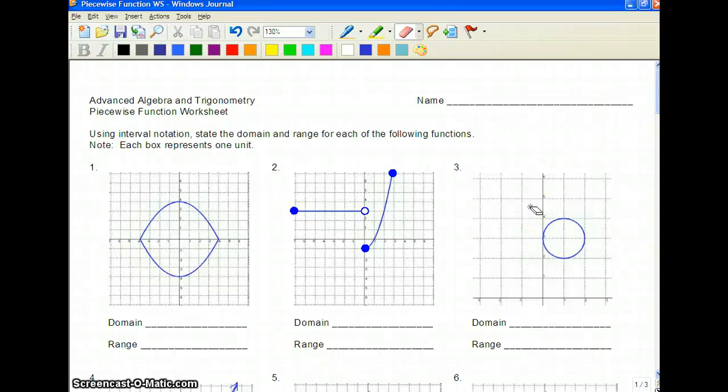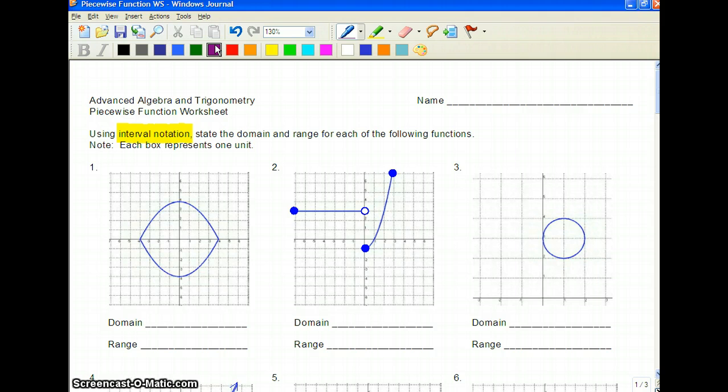All right, it's day 2 of piecewise functions. How to find the domain and range. Okay, we're going to use interval notation to state the domain and range for each of these functions. Now, it's a little deceiving because it says functions, and not all of these are functions. I understand that. I just wanted to make a variety of graphs so that you could name the domain and the range.